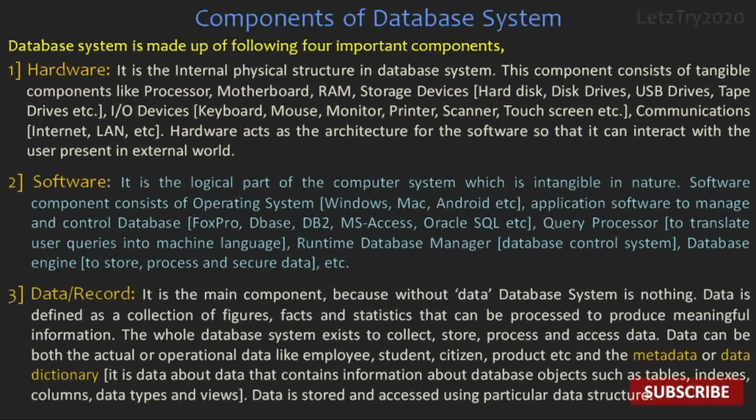Third one, data or record. It is the main component because without data, a database system is nothing. Data is defined as a collection of figures, facts and statistics that can be processed to produce meaningful information. The whole database system exists to collect, store, process and access data. Data can be both the actual or operational data like employee, student, citizen, product, etc., and the metadata or data dictionary. Metadata is the data about data that contains information about database objects such as tables, indexes, columns, data types and views. Data is stored and accessed using a particular data structure.